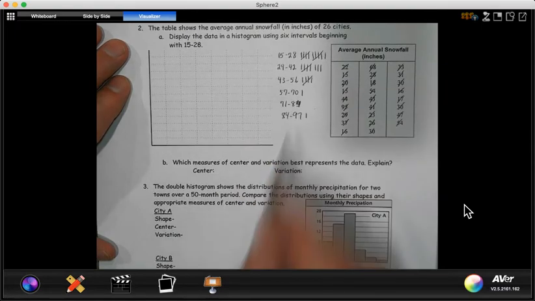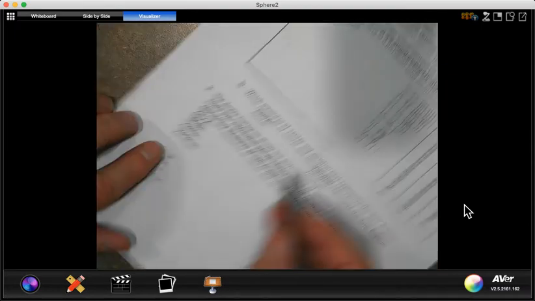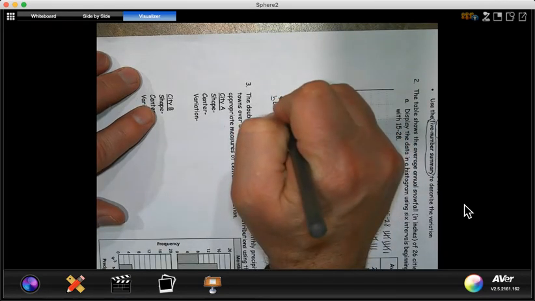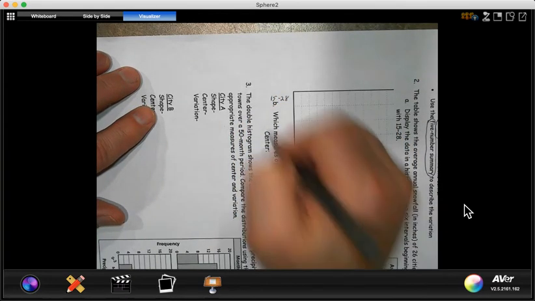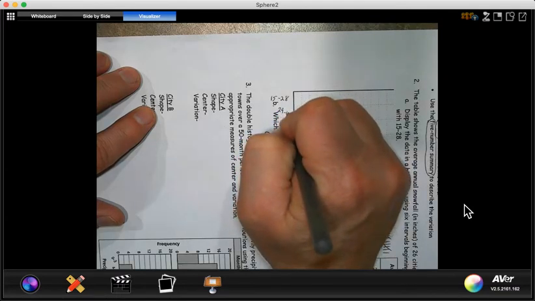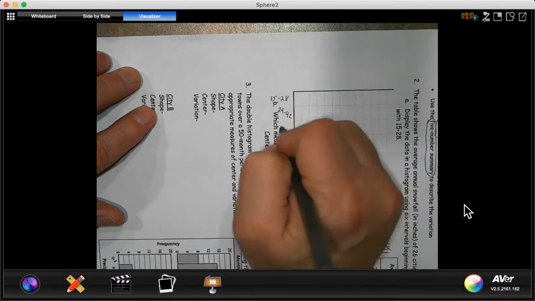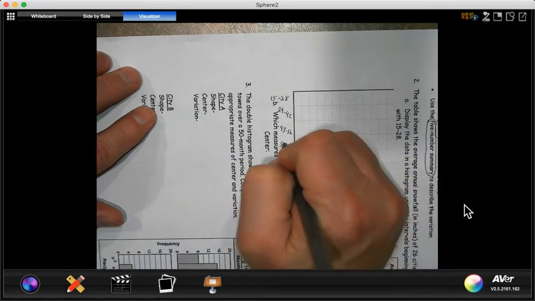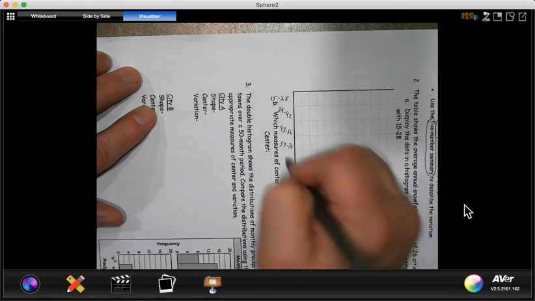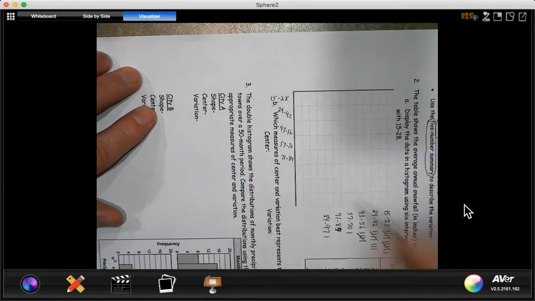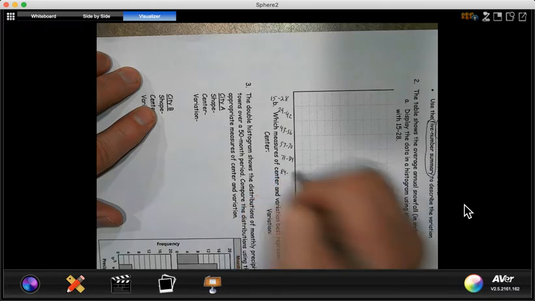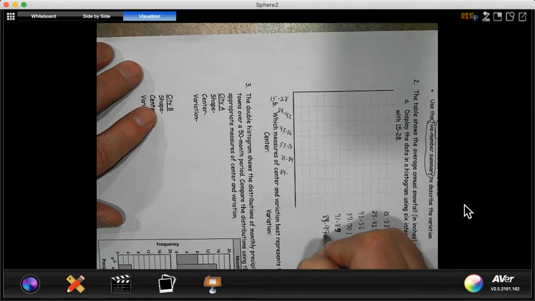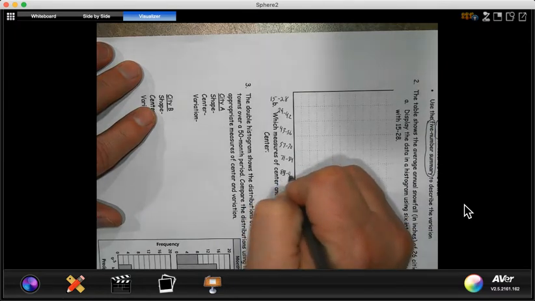Now they like to do the ranges sideways. So I'm going to turn my paper sideways and go 15 to 28, 29 to 42, 43 to 56, 57 to 70, 71 to 84, and 85 to 98. Whoops, 85 to 98, my bad.